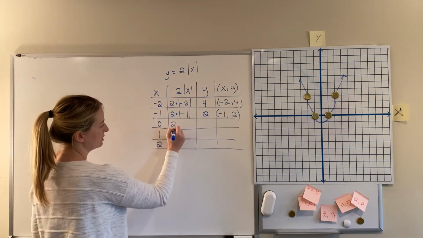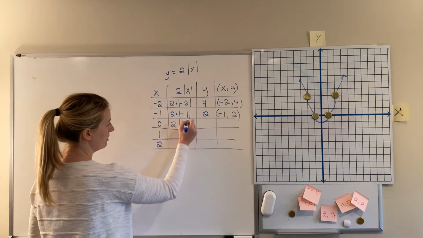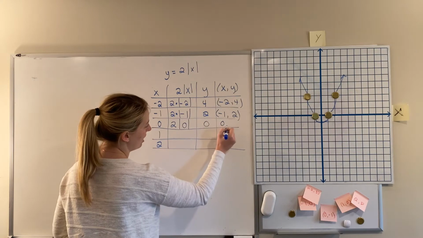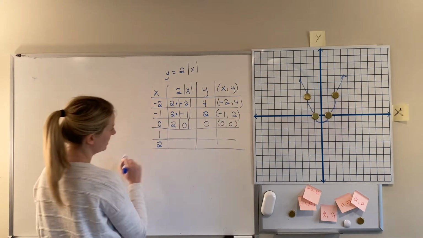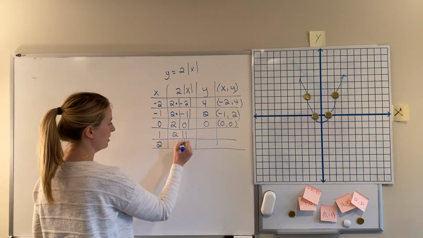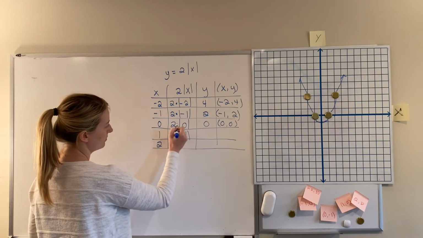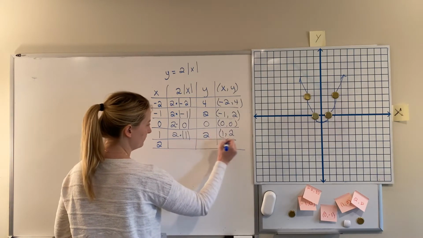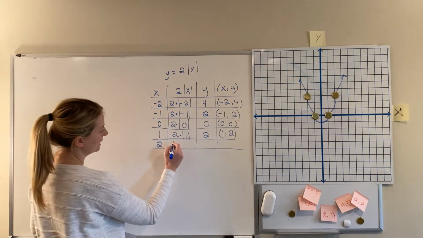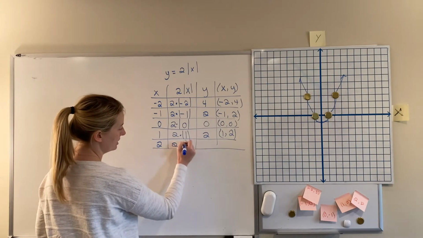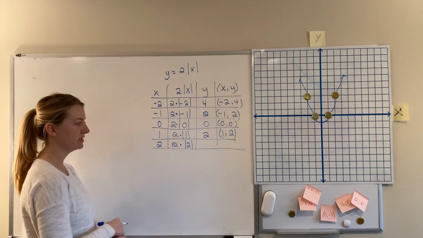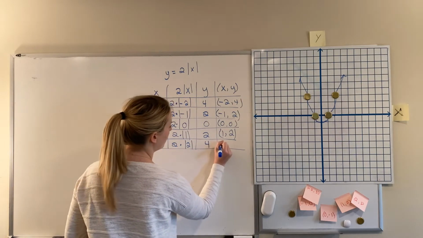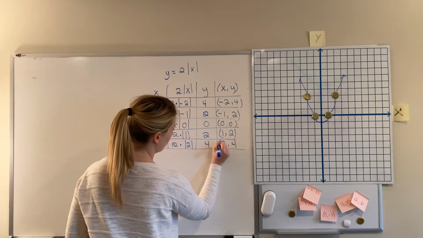Repeat, 2 times the absolute value of x when x is 0. 2 times the absolute value of 0 is just 0. So the ordered pair is 0, 0. 2 times the absolute value of 1. The absolute value of 1 is just 1. So 2 times 1 is 2. We get 1, 2. Then lastly, 2 times the absolute value of 2. The absolute value of 2 is 2. 2 times 2 is 4. And so now we have the ordered pair, 2, 4.